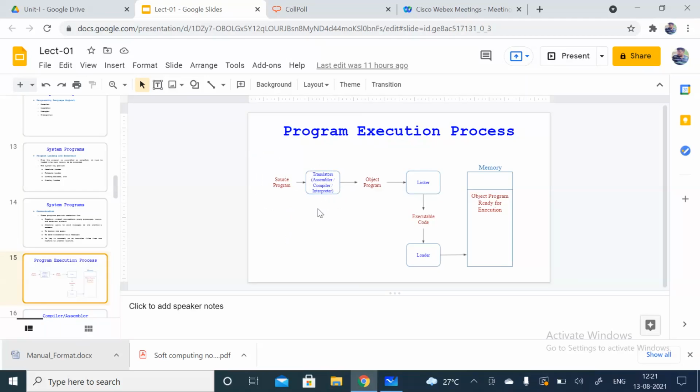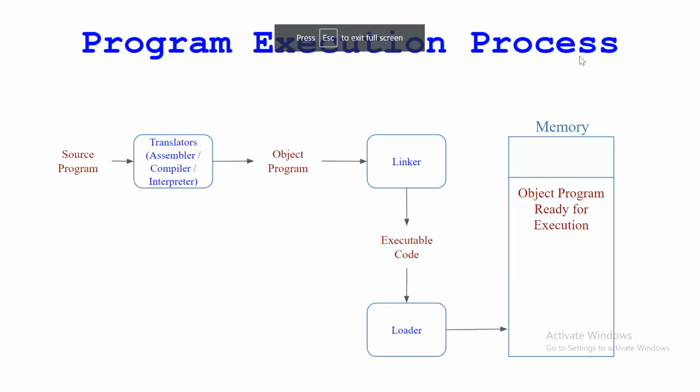Compiler and interpreter are for the high level language. But the assembler is for the assembly language. You just consider this part only. Otherwise, the aim of these three translators is to convert your source code to object program or object code. That is the thing, right? Here, the translator translates the source program to an object program.